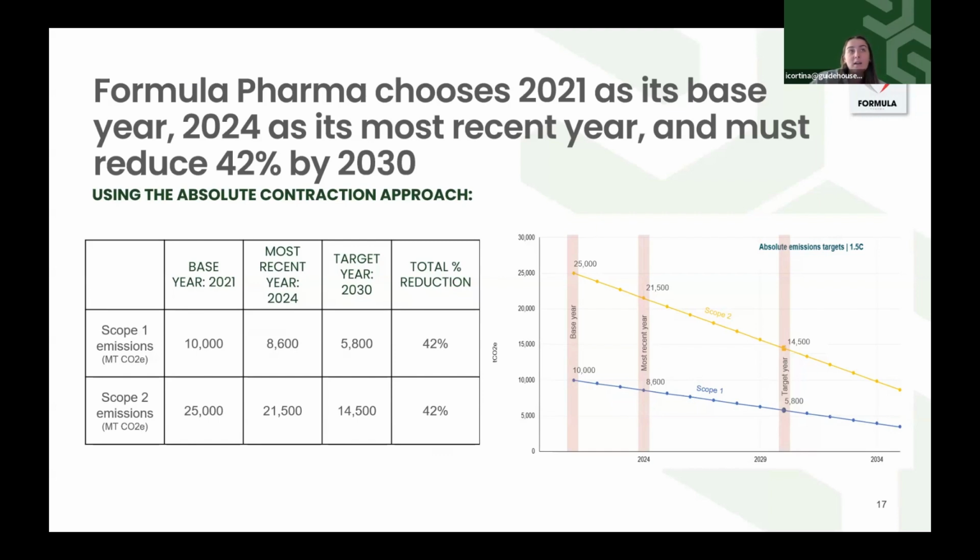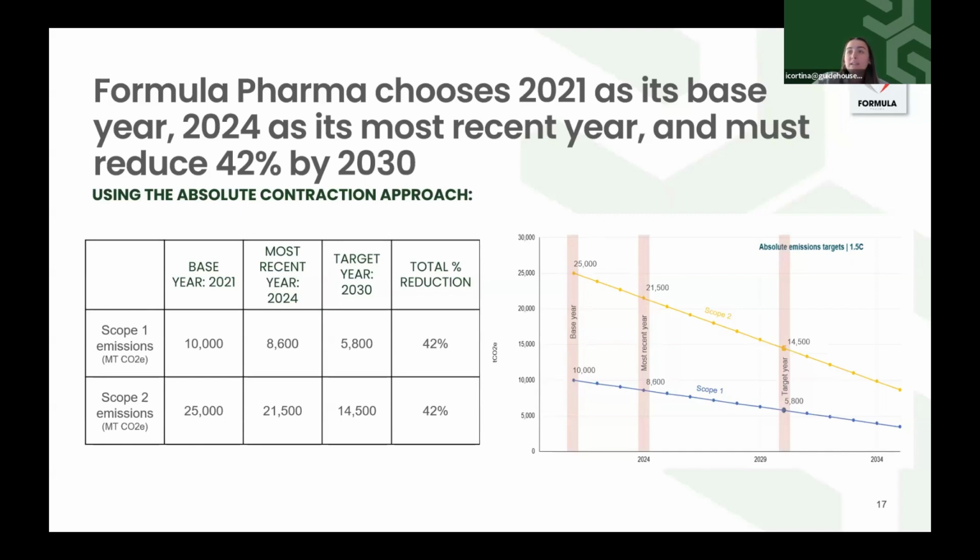One thing that they needed to decide on is which year they wanted to use as their base year. They've decided to use 2021 as a base year since that's more than 2 years in the past. They need to use 2024 as their most recent year and have selected 2030 as a target year. You can see their scope 1 and 2 emissions broken down across those 3 years in the table on the left, as well as the total reduction required to align with that 1.5 C scenario.